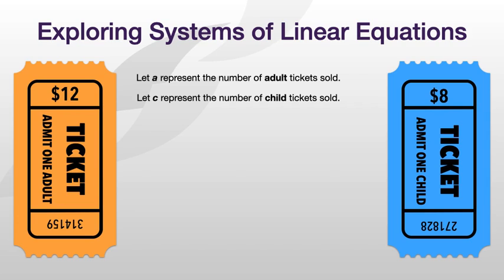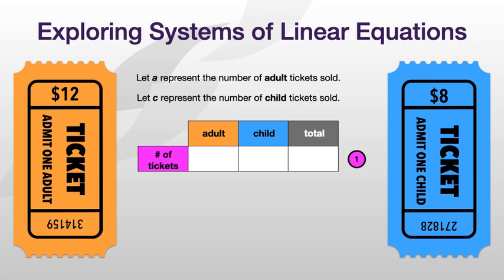Two linear equations can be written to model this situation. The first relates the number of tickets sold. A total of 150 tickets, some adult, some child, were sold. A plus C equals 150.